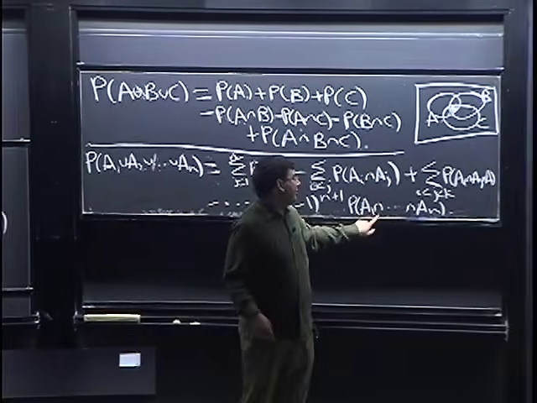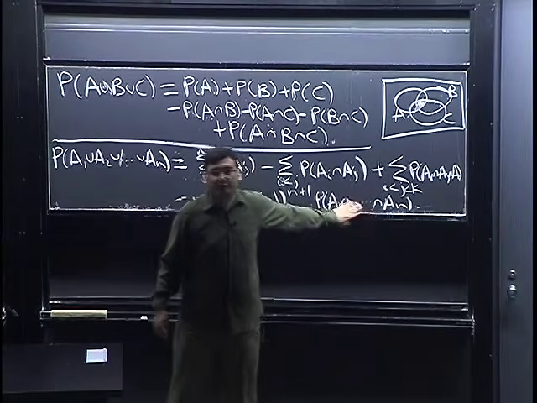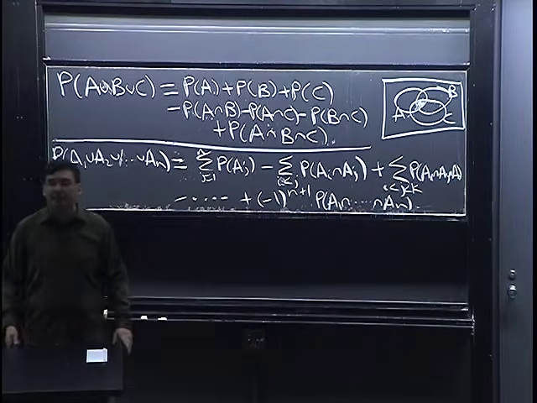This one does not have a summation because there's all n of them. So this is all of them. So there's only one of these. The rest of them will have summations.